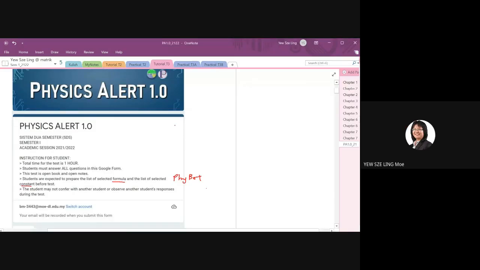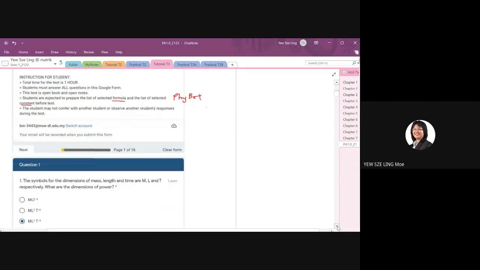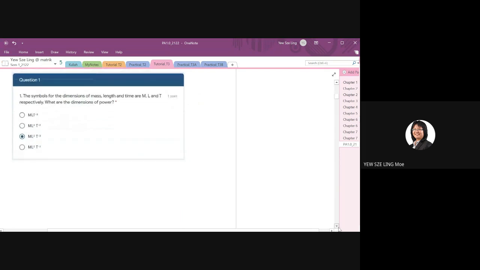Okay, so a physics alert. You download the list from the Feeboard, and then get used to it, because you are going to use the same list of constants and list of formulae in the exam. So now let's go through question one.